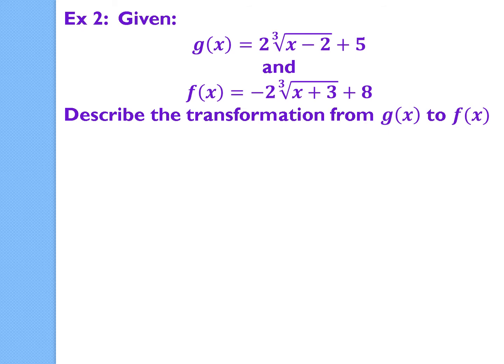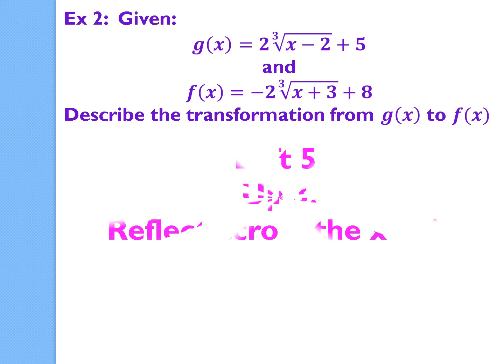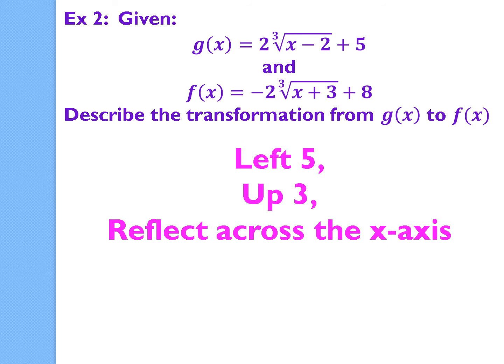Okay, now for the k coordinate part of it, the k of g of x is 5 and the k of f of x is 8. So that means I have gone up 3 because I was at 5, now I'm at 8. Now both the a values are 2, except g of x is a positive 2 and f of x is a negative 2. So since we went from positive to negative, that indicates a reflection over the x-axis. So that's how we describe the transformation.